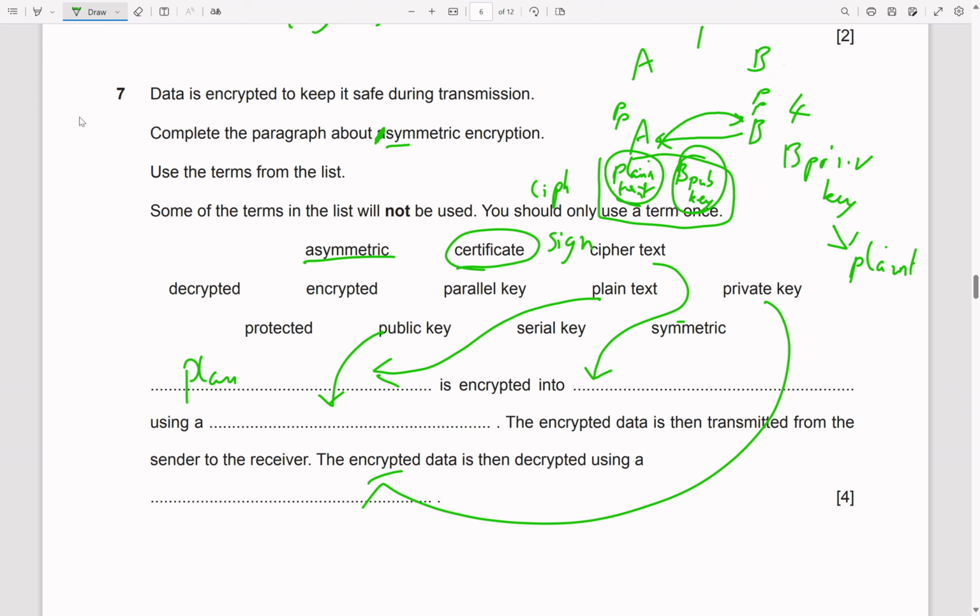Ciphertext, we said that's obviously the encrypted data. Decrypted, we're obviously going from the ciphertext back to the plaintext. Encryption, obviously from plaintext to ciphertext. Parallel key, I think that doesn't exist. I've never heard that term. Plaintext, obviously the original data. Private key, obviously a key that only that person knows. Protected, I don't think I've really heard that.